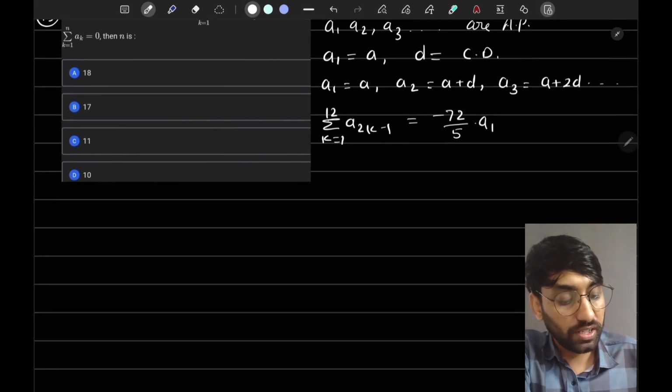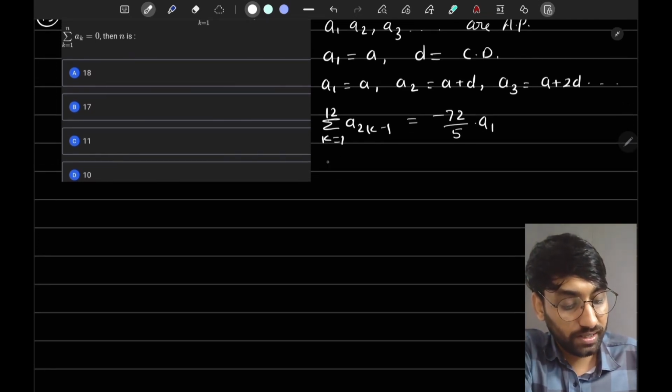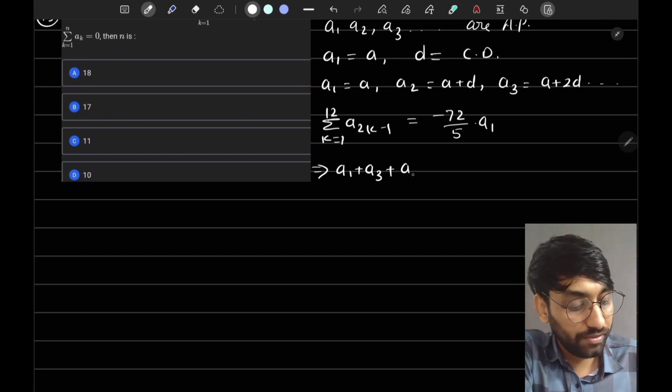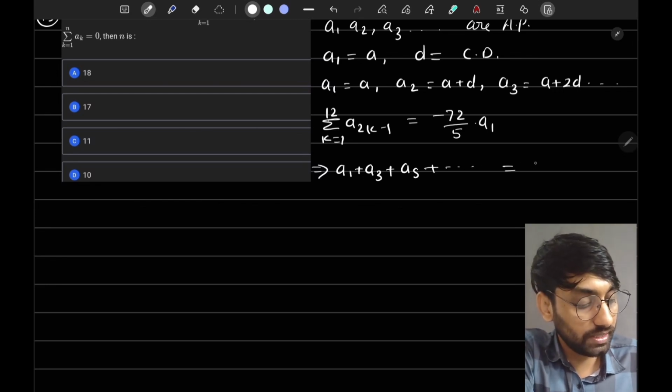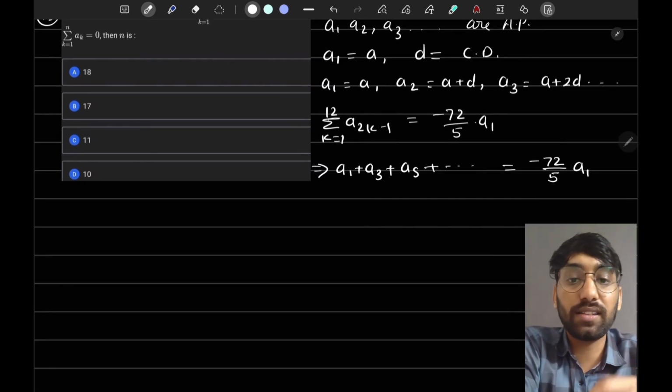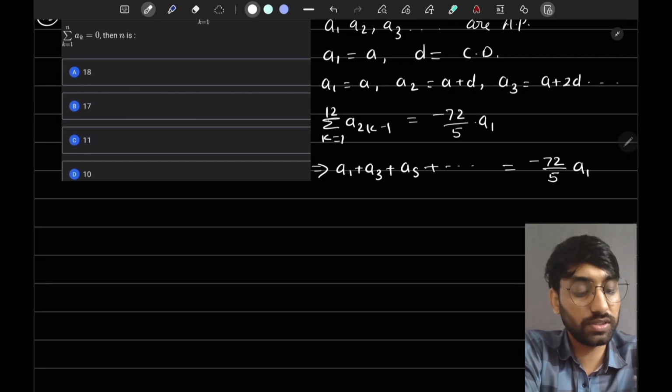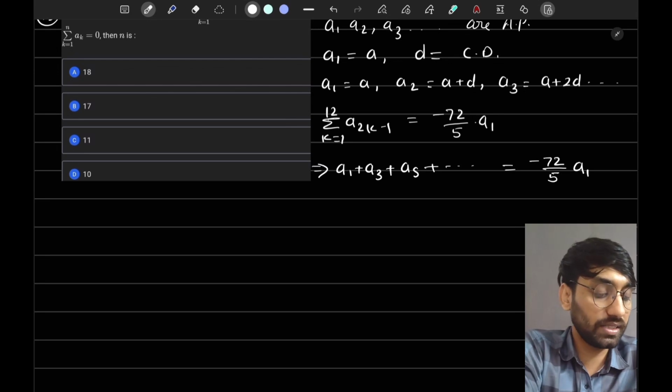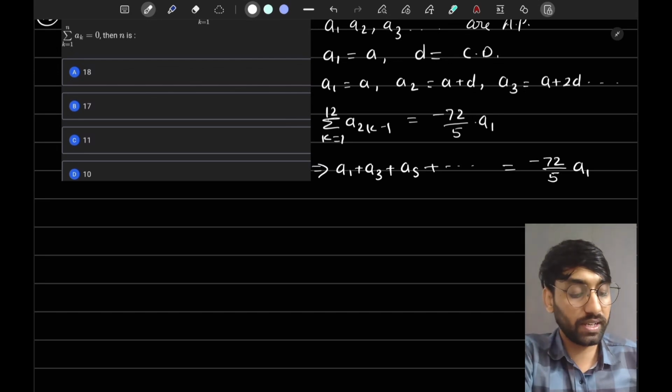So if I open this summation, what will I get? I will get a1 plus a3 plus a5 and so on till 12 terms equal to minus 72 by 5 times a1. Correct. So it means they are saying that you are taking 12 odd terms of an arithmetic progression and adding them. And after adding them, you are getting minus 72 by 5 times a1. Okay. So now let's see how we will do.